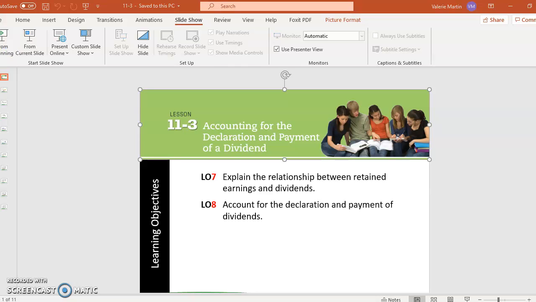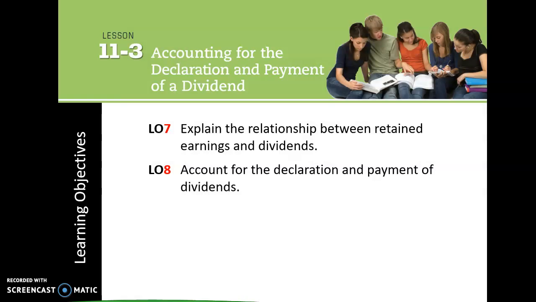Just going to finish off with our last lesson for Chapter 11, and this is for accounting for the declaration and payment of a dividend. So what we're going to learn about in this section is the relationship between retained earnings and dividends, and then we're going to learn how to account for the declaration and payment of dividends.